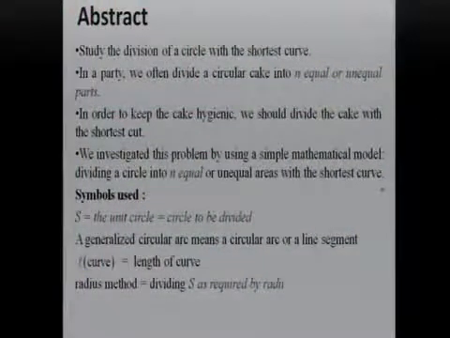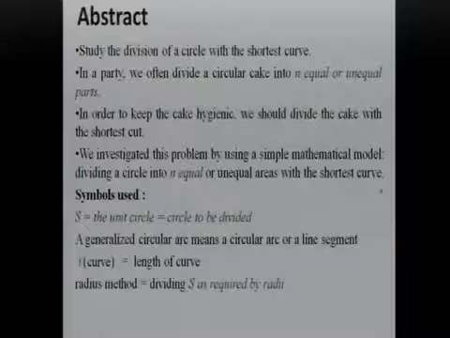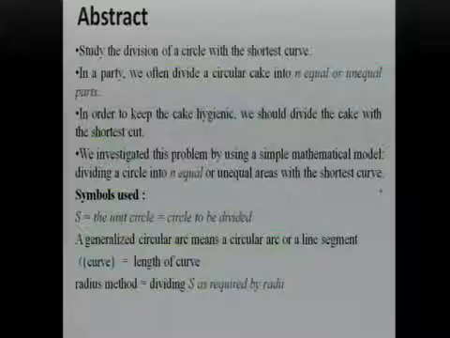She is Randy Li. Today, I want to introduce our project, dividing a circle with the least curve. There are some defined symbols. S is the unit circle that we need to divide. A generalized circular arc means a circular arc or a line segment. The function L is the length of the curve in the bracket. Radius method is dividing S as required by radii.